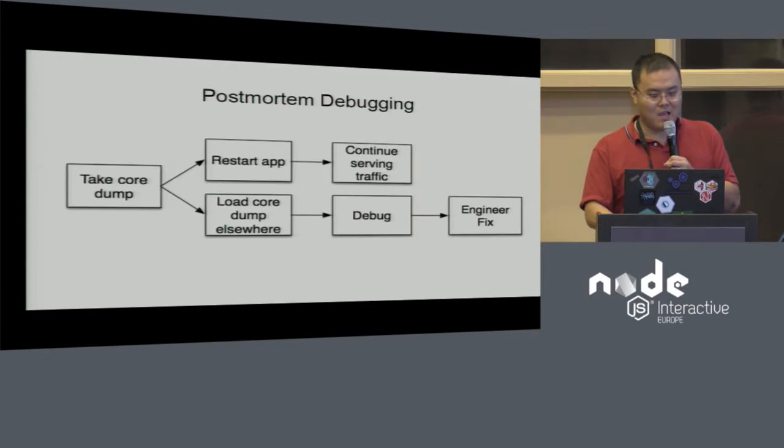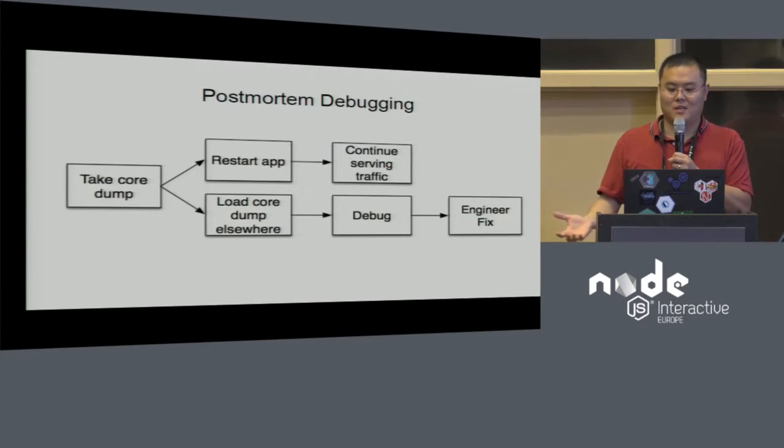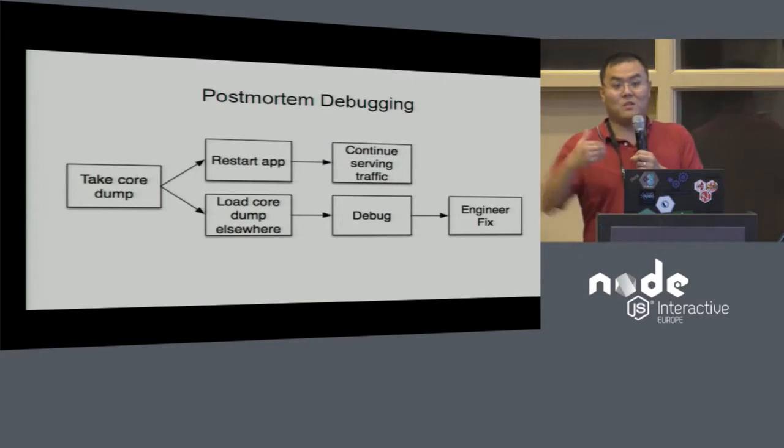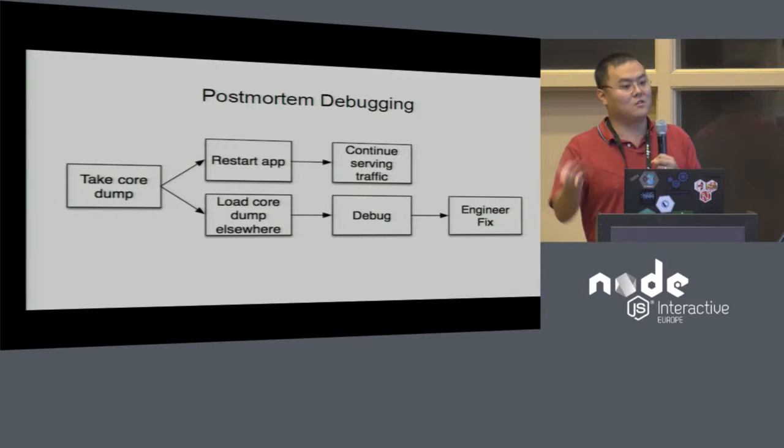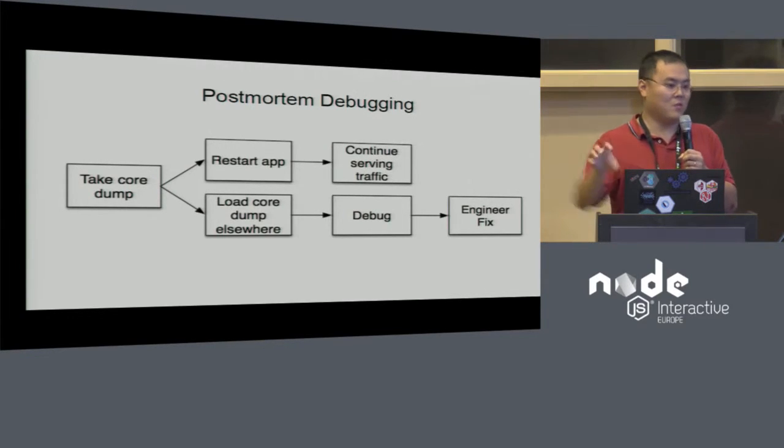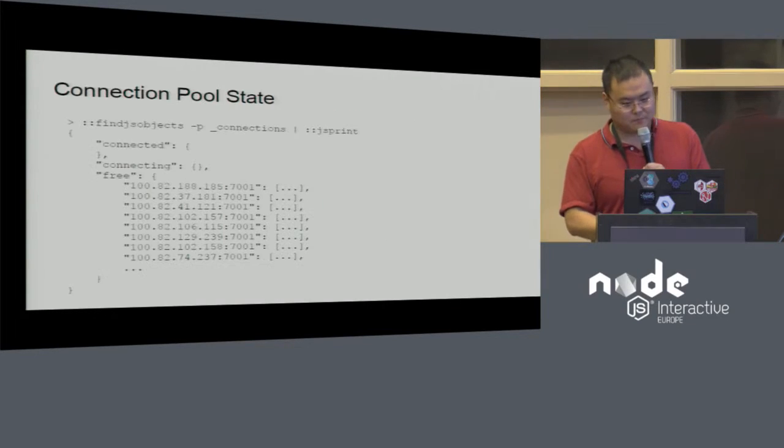So what we did instead was, again, use this postmortem debugging technique. We take a core dump, and then we start the app, and immediately we have a fully baked load balancer with full connections, so we're continuing to serve traffic. Then we took this core dump and loaded it on our debugging machine to try to figure out why the load balancer wasn't working.